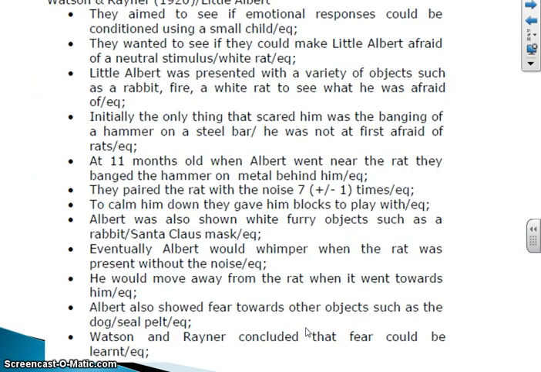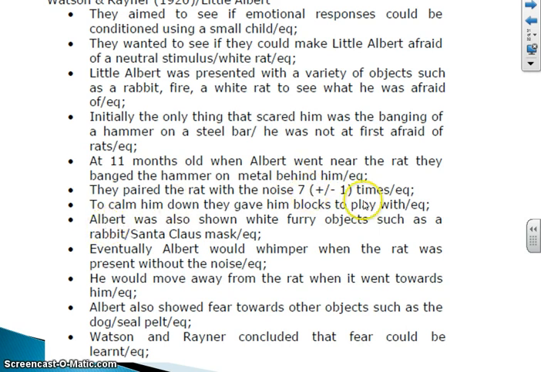This is the exam summary. This was from a 6-mark question asking you to summarise Watson and Rayner's study of little Albert. So as you can see, they wanted to see the emotional response a child could be taught. They wanted to make him afraid of a stimulus. They presented him with lots of different things. The only thing that scared him was the banging of a hammer. They paired the rat with the noise 7 times. You can get within 1 of that, so you could say 6 or 8, but 7 is the number.